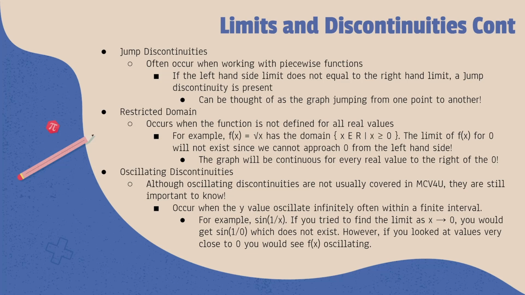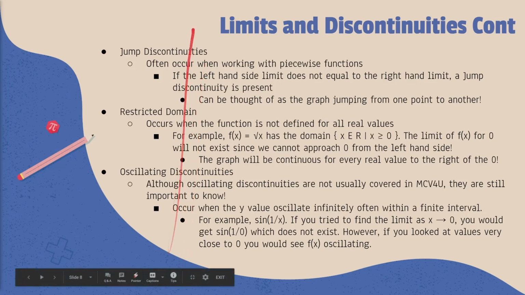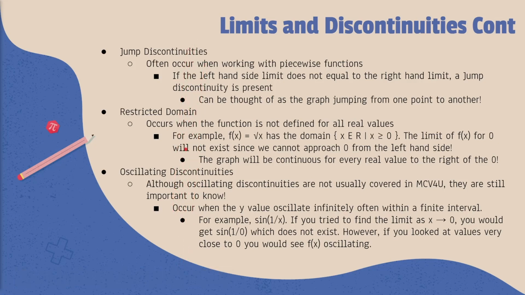The last type of discontinuity is probably the most vague one, and that's an oscillating discontinuity. Essentially this one, again, is not going to be taught to you in this course. You're probably not going to hear about it until university, but it occurs for certain functions when the y values oscillate infinitely often within a finite interval. Again, that sounds super complicated, but all that means is that your y values jump up, down, up, down, up, down in a very small interval, right?